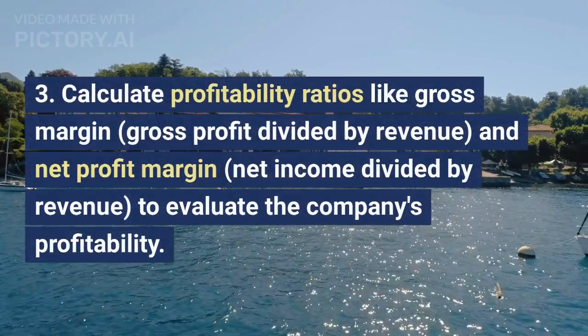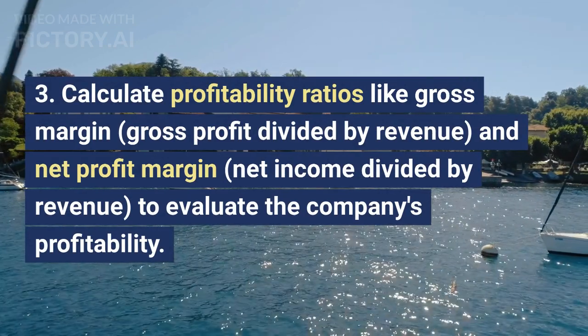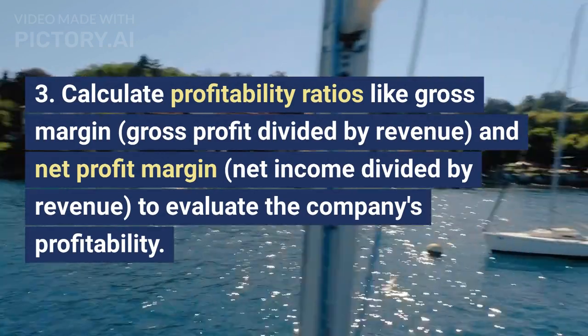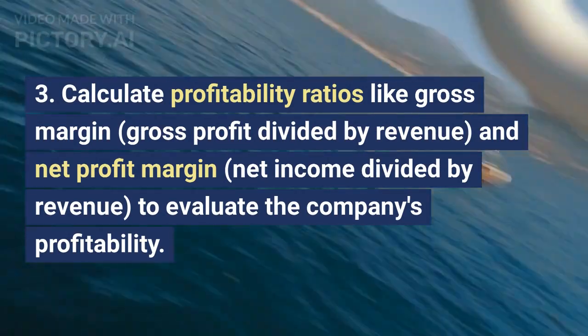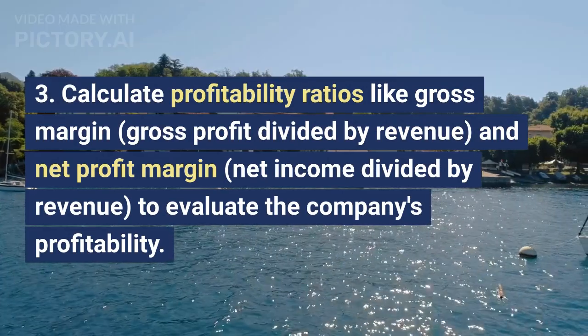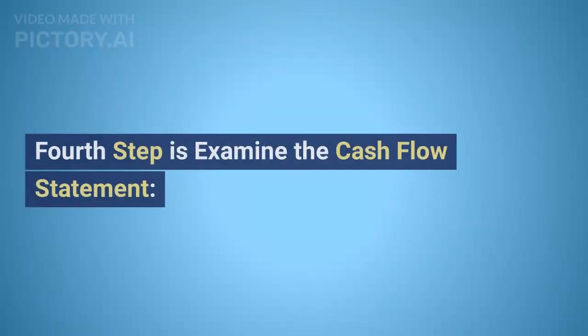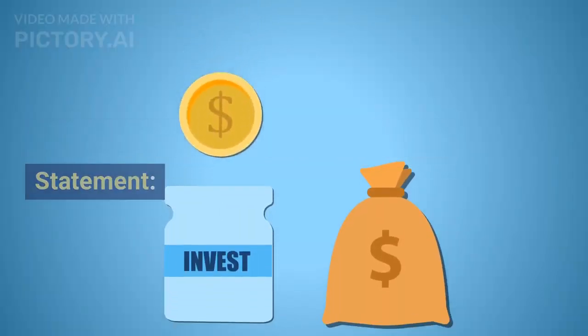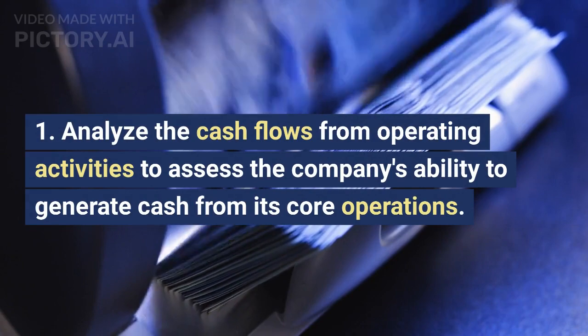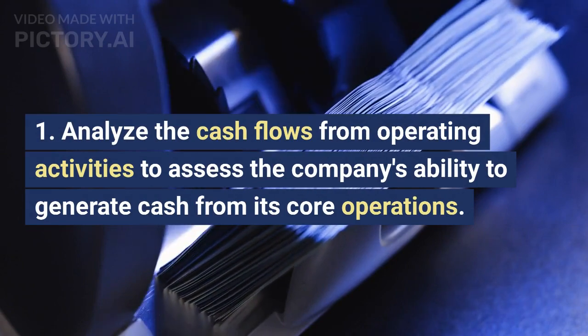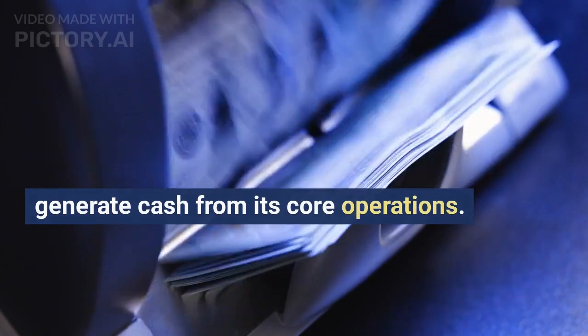3. Calculate profitability ratios like gross margin, gross profit divided by revenue, and net profit margin, net income divided by revenue, to evaluate the company's profitability. Fourth step is examine the cash flow statement. 1. Analyze the cash flows from operating activities to assess the company's ability to generate cash from its core operations.